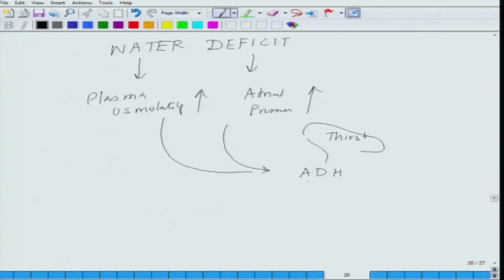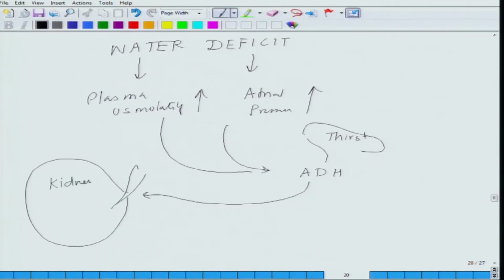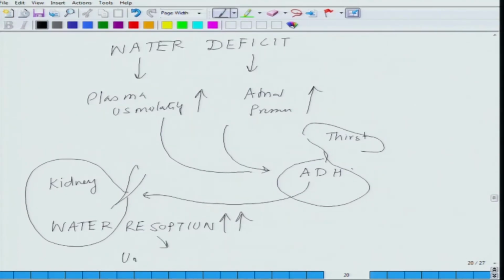Okay. And this ADH which is secreted, will tell the kidney. So, ADH is secreted up in the pituitary. It will tell the kidney for water resorption, this will go up, maximum water reabsorption, and urine goes down. So, antidiuresis. Okay. So, this is how from the brain this is being controlled.